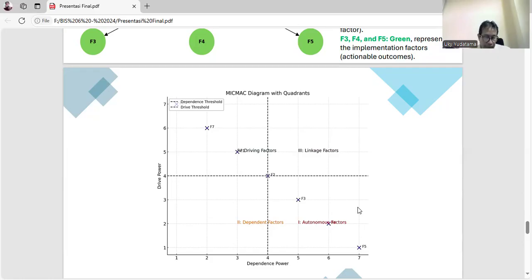The dependence threshold and drive threshold help identify which factor belongs to each quadrant, allowing for a clear understanding of their roles in the system and the interplay between them.